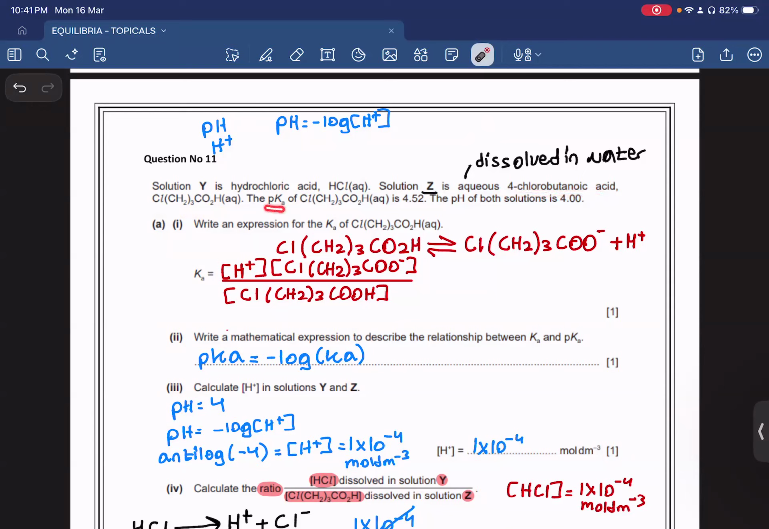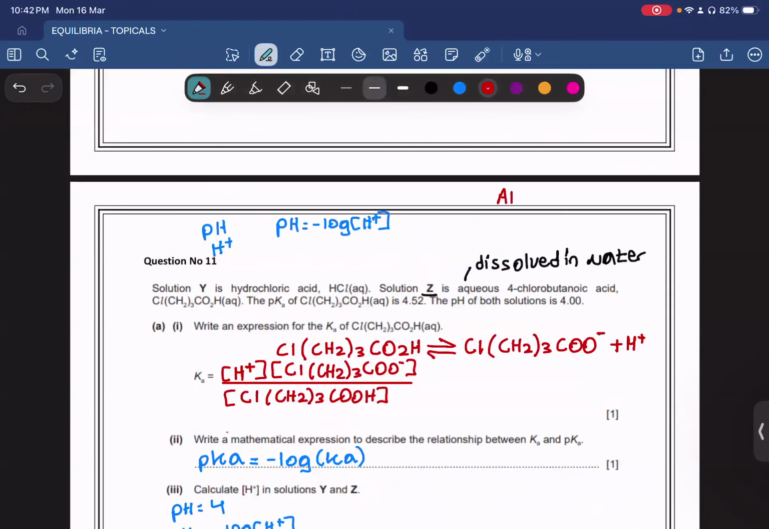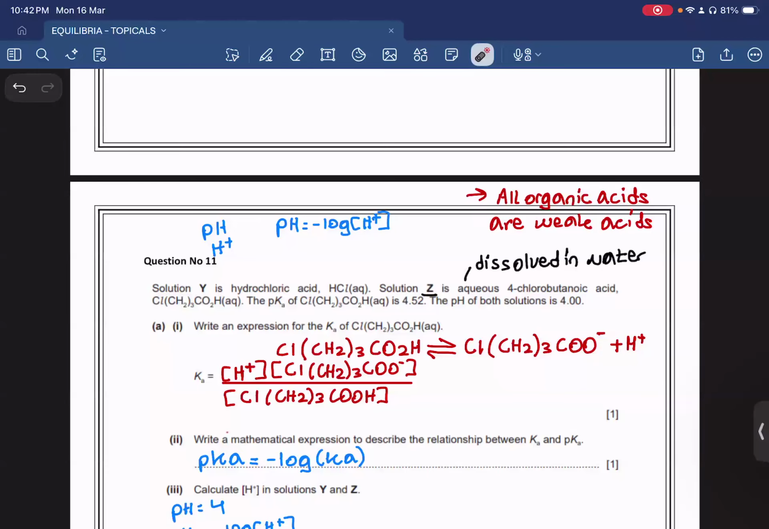Now, it says the pKa of this weak acid. How do I know it's a weak acid? Because, let me write this down here. All organic acids are weak acids. Now, some students might ask me, sir, how do you know this is an organic acid? It's because organic acids are carbon containing acids. Look at this, HCl. Does this contain carbon? No. This is not an organic acid.